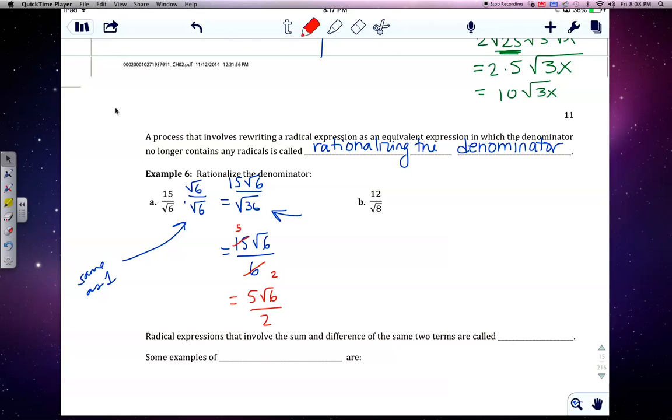Same idea applies for part B. I want to build the square root of 8 into a perfect square factor, and that would be the square root of 64. You might notice a pattern here. If I multiply top and bottom by the square root of 8, that will give me the square root of 64, and these are the same. That will always work out if you're doing square roots. So down here I do get the square root of 64, and up here I get 12 square root 8. Dividing by 4, I get 2 and 3, so I get 3 square root 8 over 2.